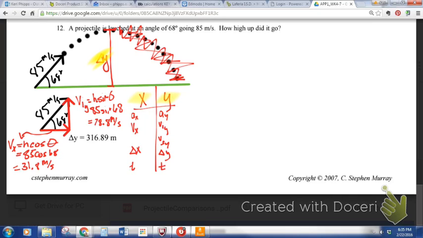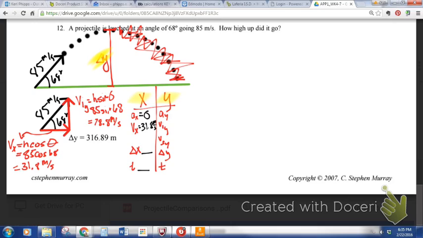Switching colors here. All right. And our x is always going to be constant motion, constant velocity, so there's no acceleration. The initial velocity in the x, or rather the velocity in the x, was 31.8 meters per second. Our delta x, we don't know it. Our time, we don't know it.